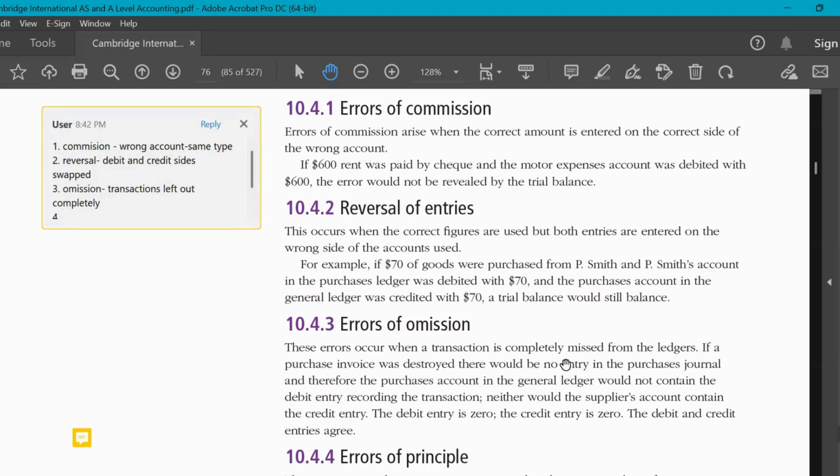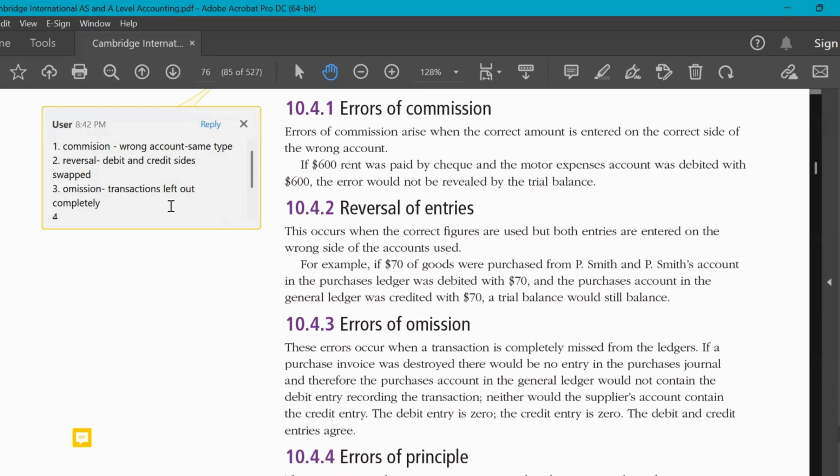So for example, the purchase invoice was destroyed, so you don't see the purchases and the supplier. Meaning, the debit entry is zero, the credit entry is zero, because it's not on the list. So it's missing. The debit and the credit entries are missing. That's why you have the word omission. Omission means omit. And so again, if the debit and the credit entries are missing on the trial balance, it means the totals will still balance, okay?